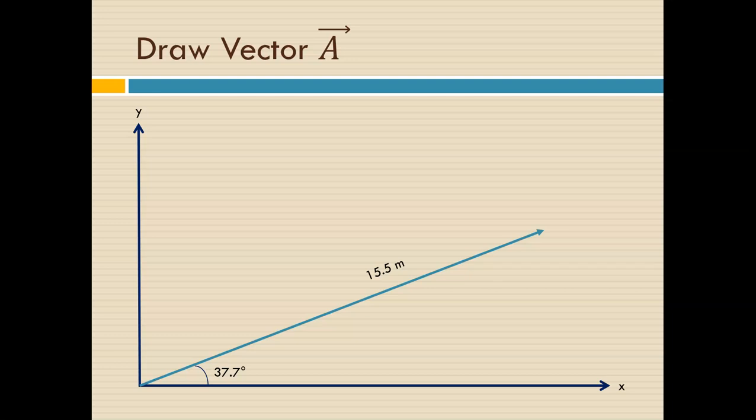Okay, so how do we do this? What we have to do is finish the triangle. We draw the x component, which is a line or vector parallel to the x-axis. Then we draw a y component, which is a line parallel to the y-axis at right angles to the x component. And there's our right triangle.